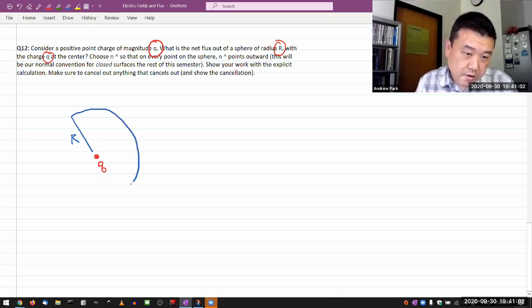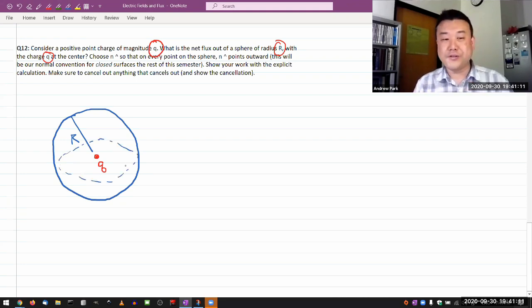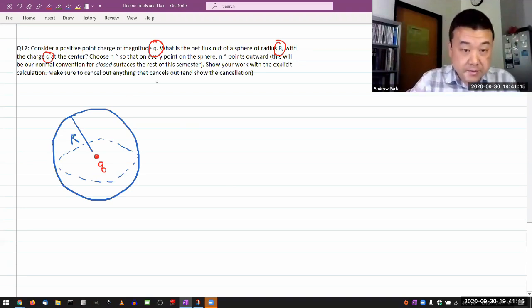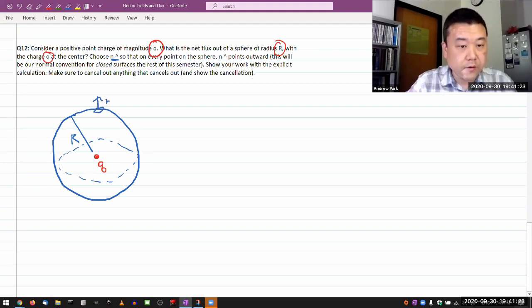So I'm going to draw the side view of the sphere, and because it's a three-dimensional object, I have to add other indicators to have you imagine that it's a sphere surrounding the charge. And it says to choose the normal vector so that at every point on the sphere, the normal vector points outward. That's the convention that I was referring to.